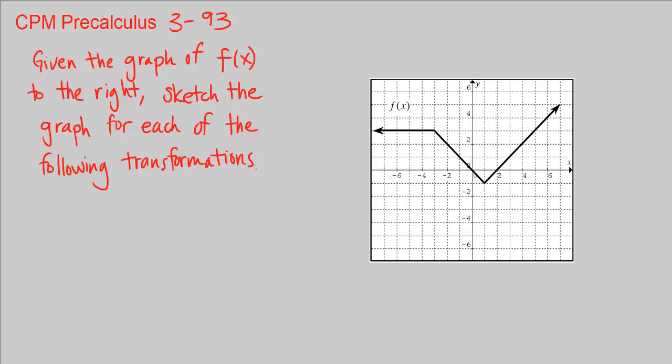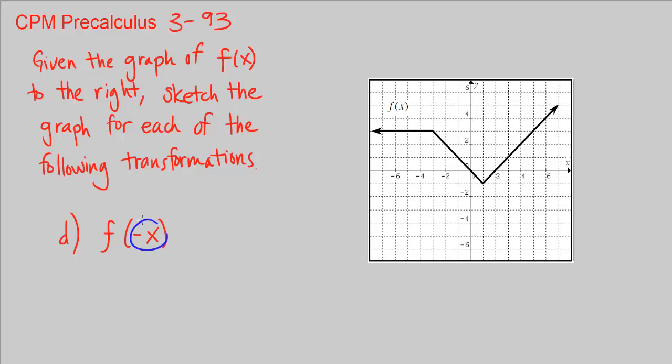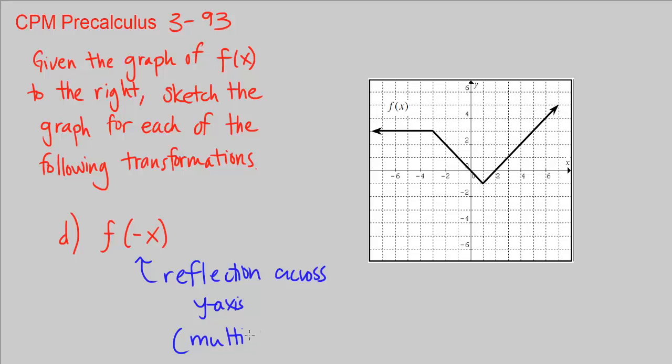Okay, finally we have D. D is f of -x. So again we have negative, so that means a reflection, but this time it's inside the parentheses and being multiplied by our x, our input variable. So that means we're reflecting. We have a reflection across not our x-axis but our y-axis. Here's our y-axis, and so that's going to be multiplying all of the x values by -1.